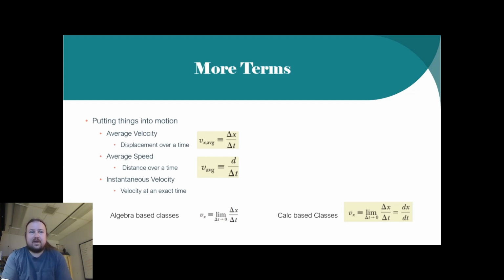Now, there is a way to get instantaneous velocity. Instead of averaging among two points, we can look at it in much, much closer detail to find an instantaneous velocity. So this would be a velocity at an exact time. And what we end up doing with it, for the algebra-based courses and for the calculus-based courses here, is we start minimizing our change in t. We start bringing our change in t closer and closer to 0.